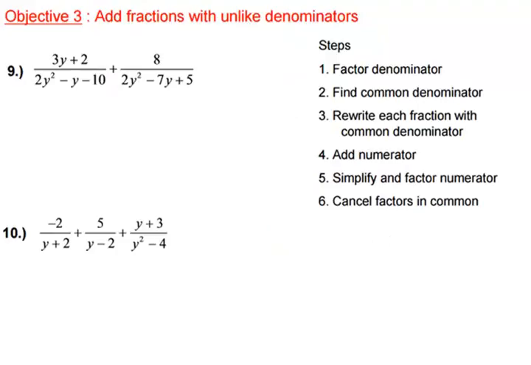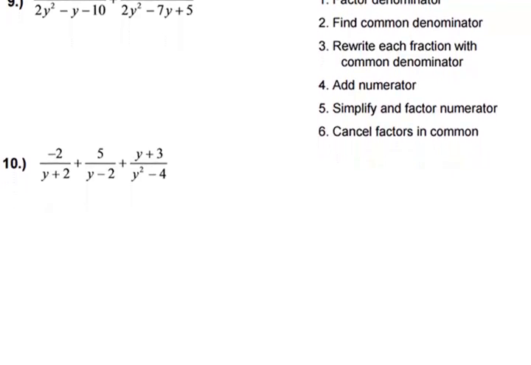When the denominators are different, then what we have to do is find the least common denominator. Okay, so I'm only going to do one of these, and I am going to do number 10. So step 1, we're going to factor out the denominators and the numerators. If I look, I have no factoring in the top. Okay, in the bottom I have y plus 2, y minus 2. So y squared minus 4 is equal to y minus 2 times y plus 2.